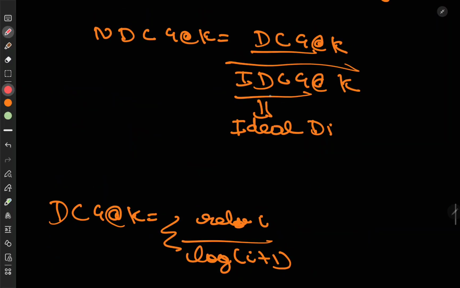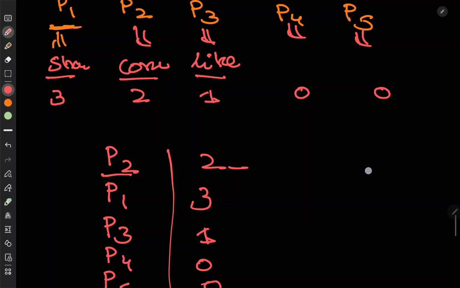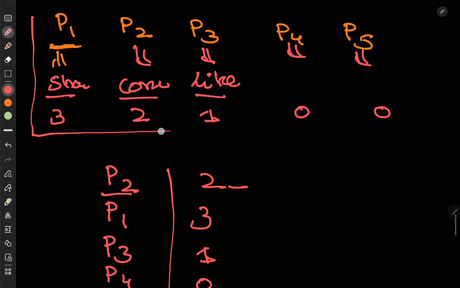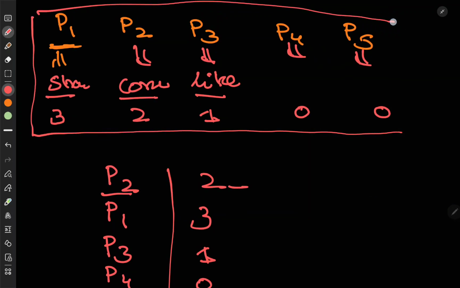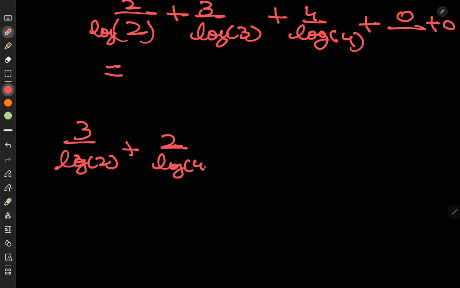Now, how do we calculate this ideal DCG? So ideal DCG means how the score should have come. Ideally, the score should have come like this, right? So it should have come like 3 by log of 2 plus 2 by log of 4 plus 1 by log of 3, 4 plus 0 plus 0.